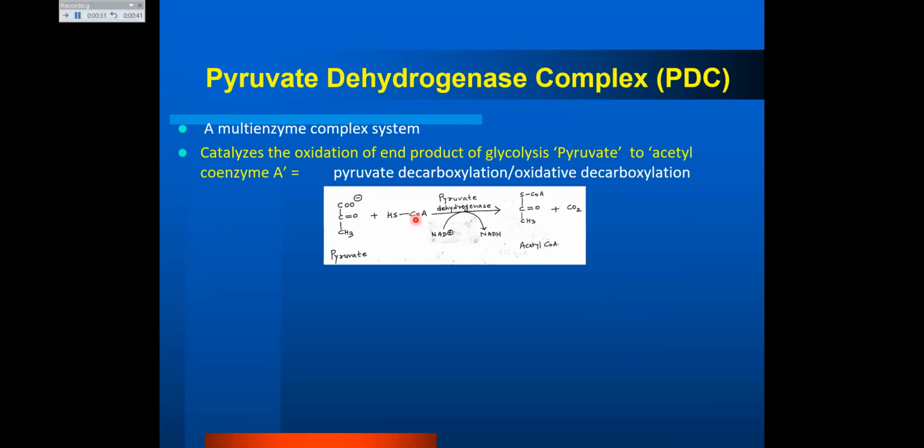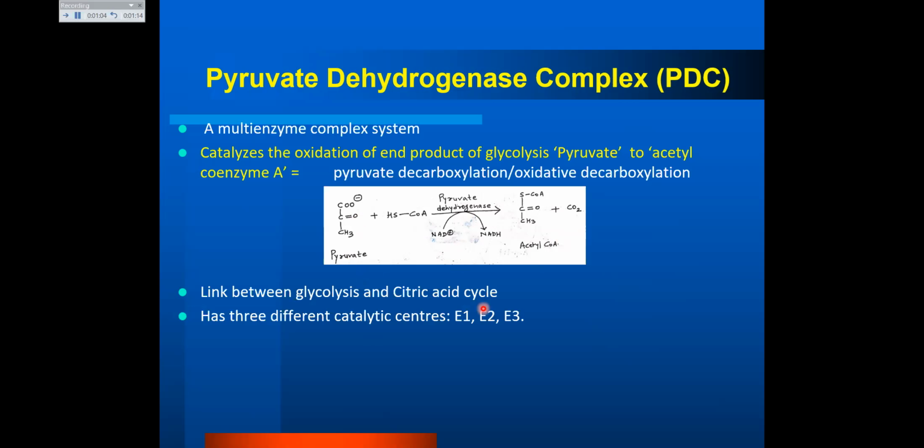So this is the fundamental reaction involved in the mechanism of the PDC operated reaction, where pyruvate is converted into acetyl coenzyme A when PDC acts upon pyruvate, and CO2 is released during this reaction. This basic step, which is catalyzed by PDC, acts as a link between glycolysis and the citric acid cycle.